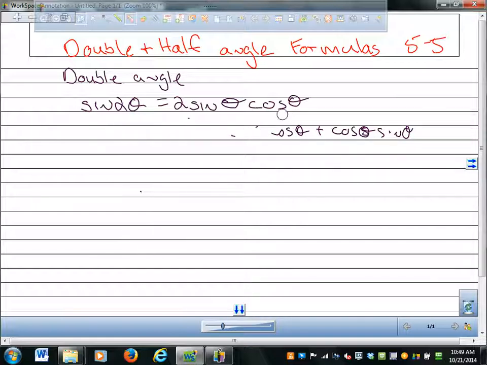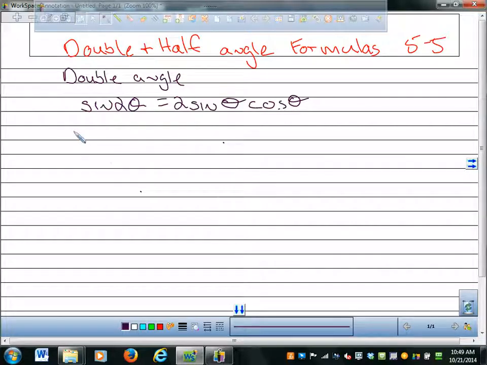But this formula does come up a lot, and you will have to use it, and you don't want to have to derive it every time. So just memorize it, okay?